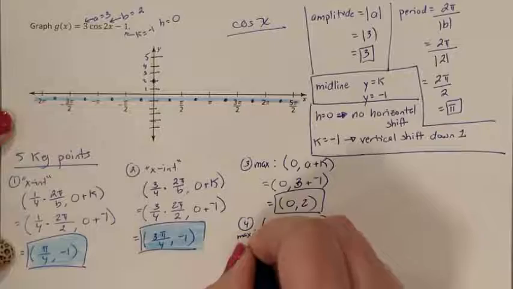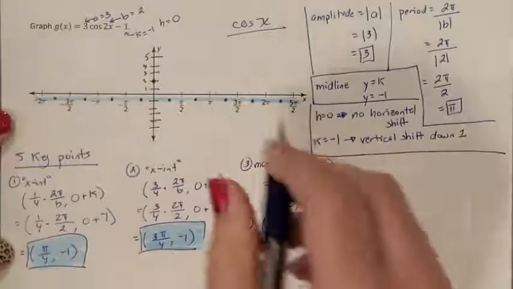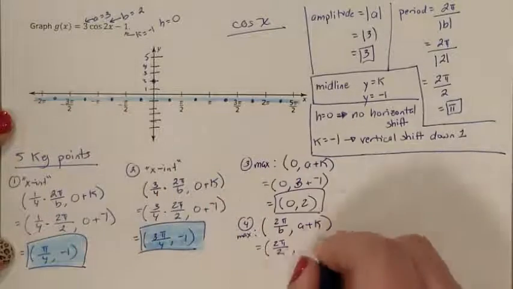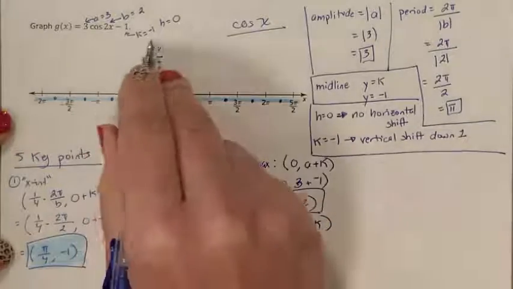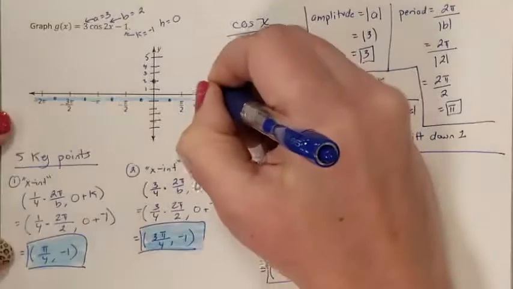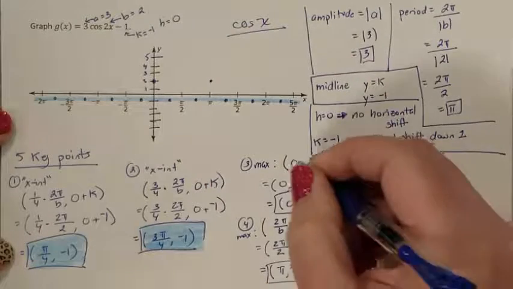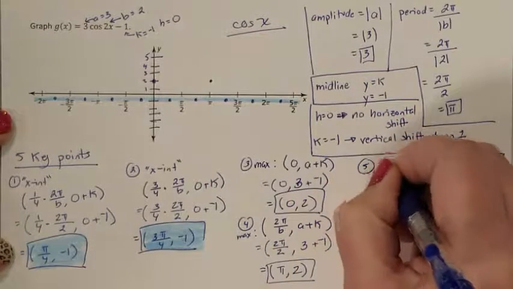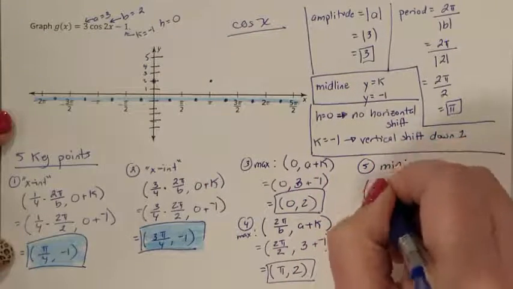My second max, this is taking into account the vertical shift. This was another max. My b is a 2. My a was a 3. My k was a -1. My second max is at the coordinate point pi halves, 2. So here's pi halves, 2. I need my fifth and final point, which is my min.